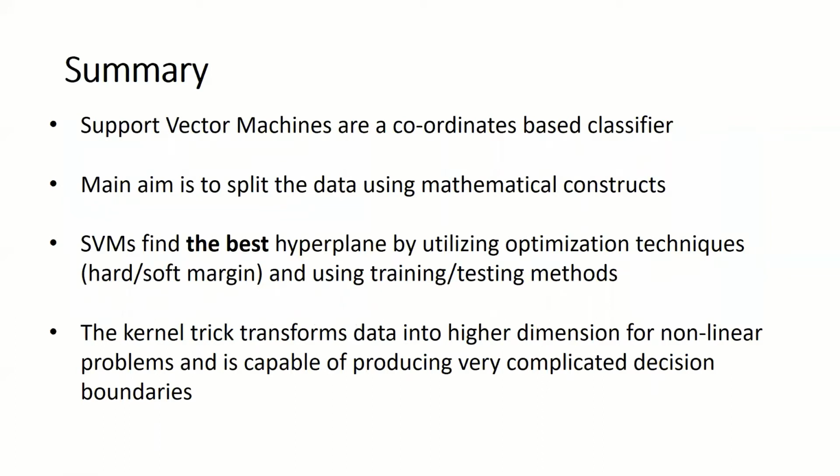Just in summary, before we look at hyperparameter tuning, which we'll use SVM as an example, support vector machines are a coordinate space classifier. Their main aim is to split the data using mathematical concepts or equations, things like polynomial kernels and so on. SVMs find the best hyperplane by using optimization techniques, hard, soft margin, and so on. And they use the training testing methods just as we described previously. The cool thing, remember, about SVMs is the kernel trick, and it transforms our data into a higher dimension so we can then make the classification problem easier, and then overlays the classification boundary back on our original data.